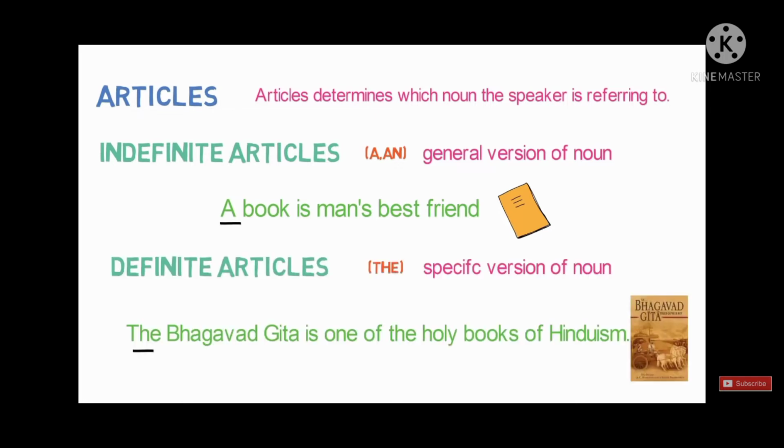The next one is definite articles, the specific version of a noun. Look at the example: The Bhagavad Gita is one of the holy books of Hinduism. Here, the Bhagavad Gita is a specified book name. That's why the is there. I hope you're able to understand this.